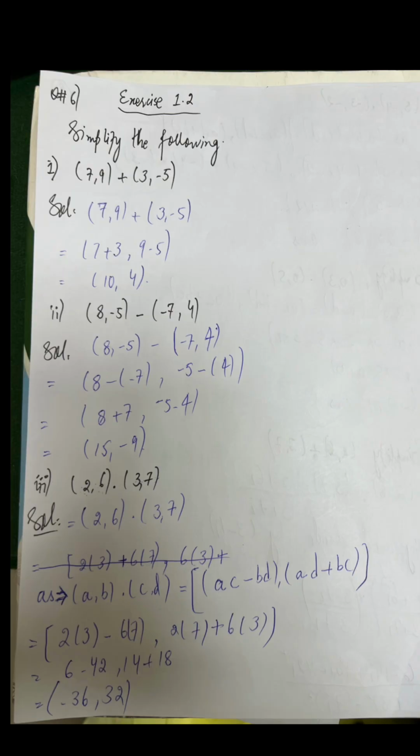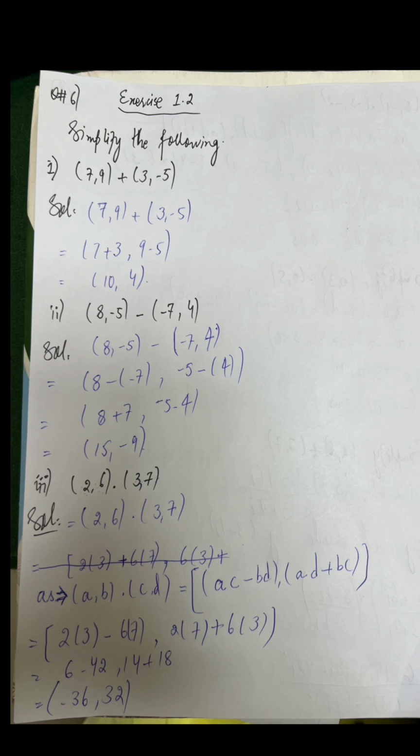Then we have exercise 1.2 of complex numbers, in which we have question number 6. Simplify the following. In between the brackets we have 7 comma 9 plus 3 comma minus 5 in the other bracket. What we have to do is simply add the first number with the first number of the brackets, like 7 plus 3 comma 9 minus 5, which gives us 10 comma 4. Then we have another question, resolved in the same manner, and we will get the answer 15 comma minus 9 and minus 30.